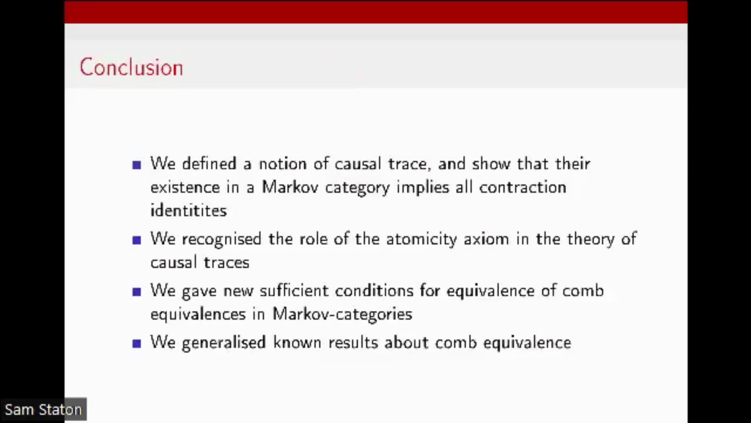Okay, so at this point, I think I will wrap up. So what did we achieve? We refined several previous works and defined the notion of a causal trace, and showed that if they exist in Markov categories, they imply all contraction identities. So this is really a strong addition to the equational theory of Markov categories. We recognize the role of the atomicity axiom in this theory of causal traces. And using the existence of causal traces, we gave sufficient conditions for equivalence of Coombe equivalences, maybe there's a better phrasing, in Markov categories. Oh, these last 2 points are kind of the same. Sorry about that. Then I would like to thank you for your attention. And if you have any questions, feel free to.